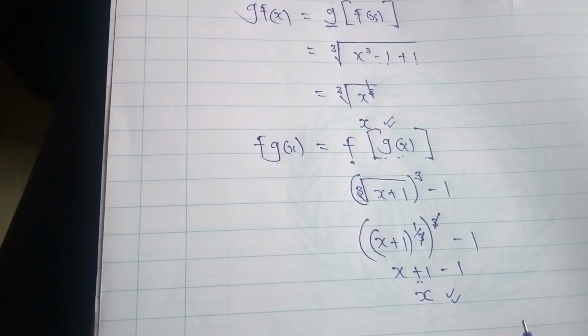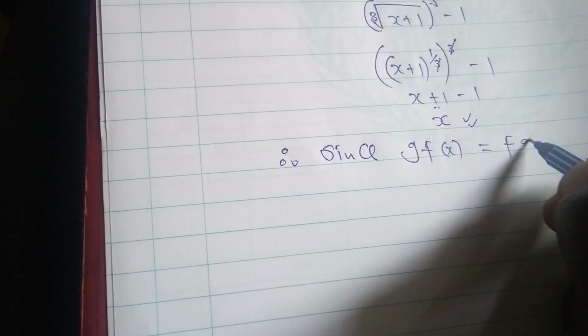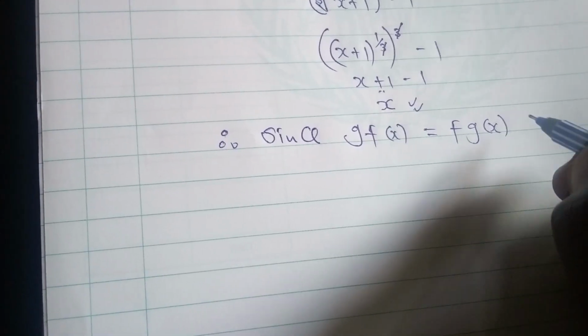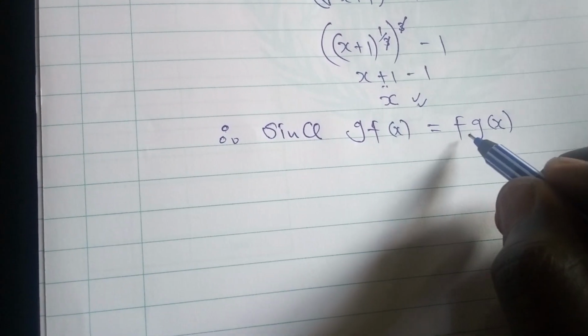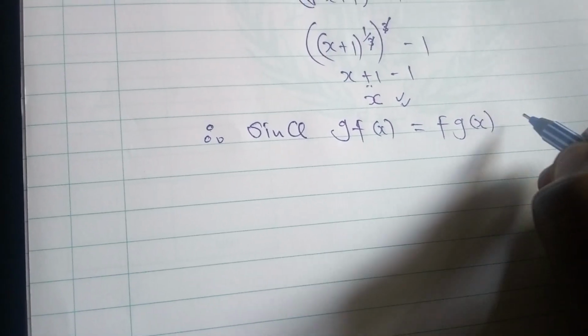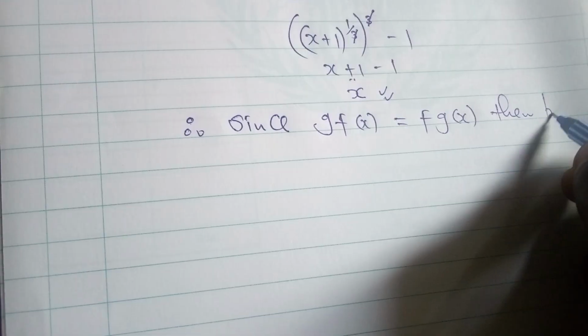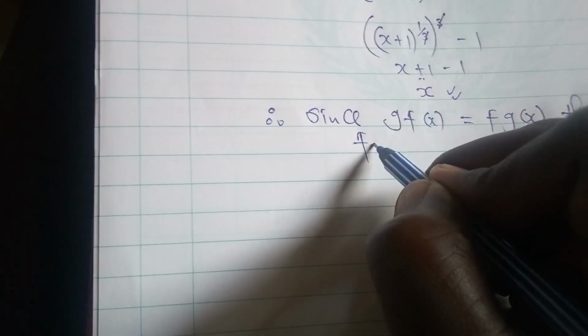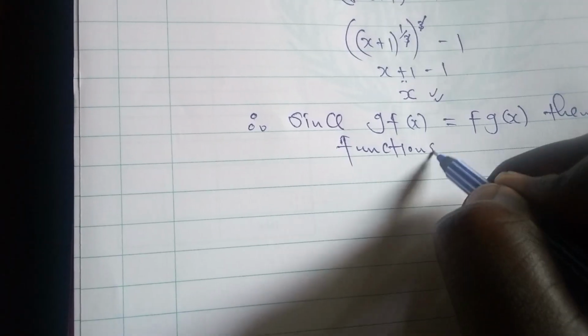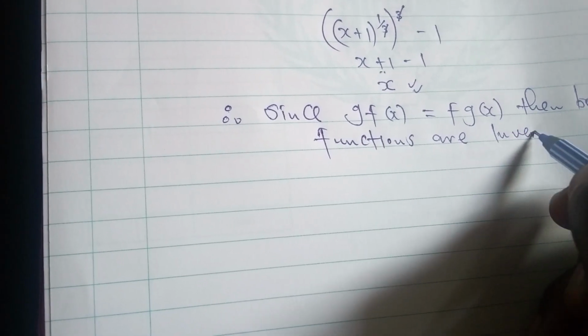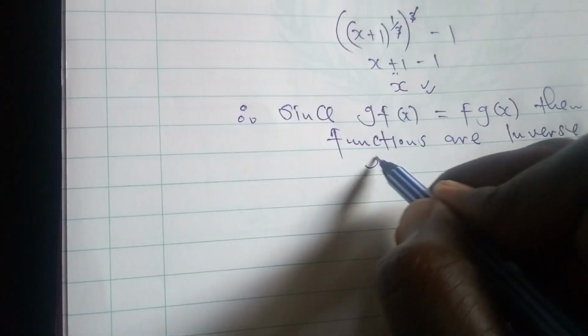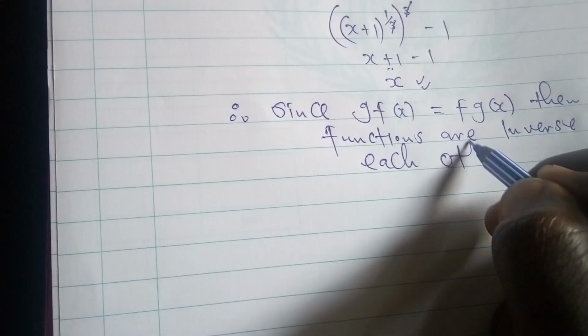So therefore, you are going to write: since g of f of x is equal to f of g of x, then both functions are inverse of each other.